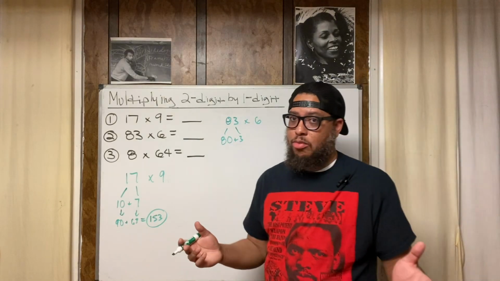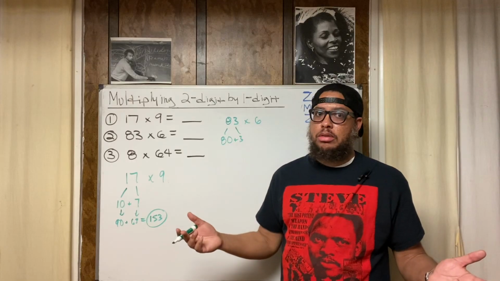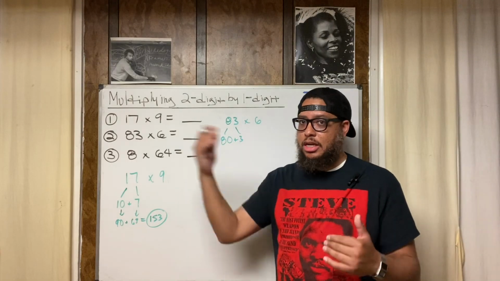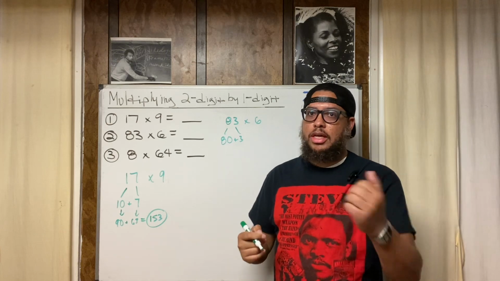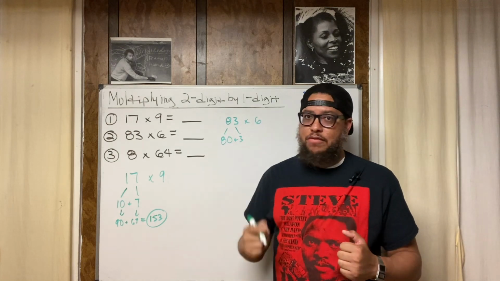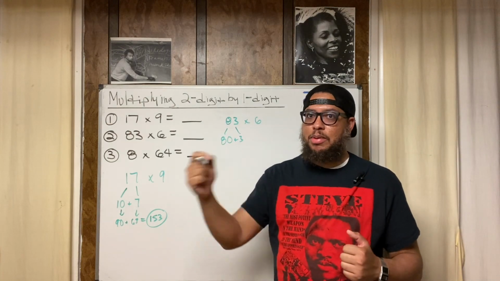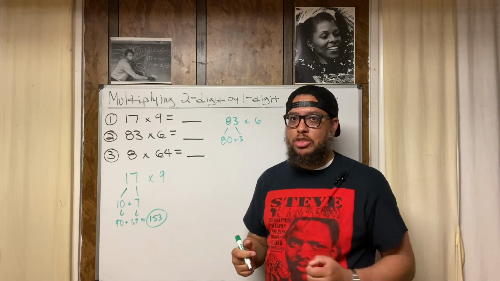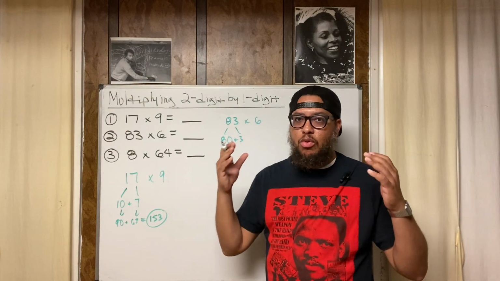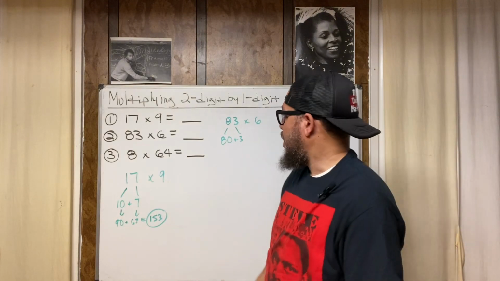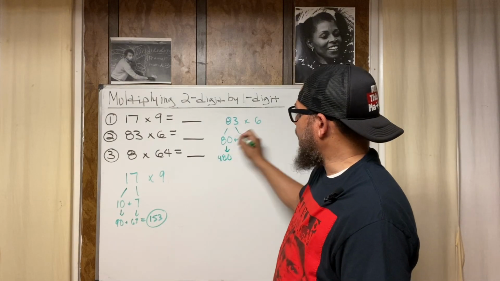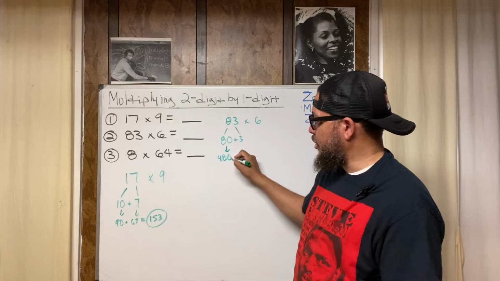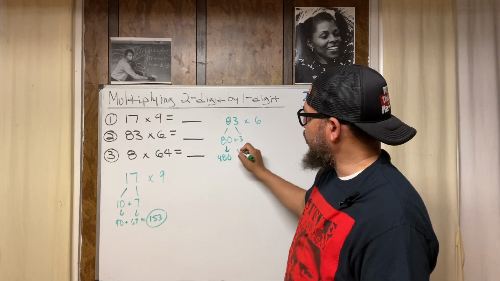Just like, how did you memorize words in the English language? By talking. By talking and listening to other people talk. You listen to people talk in the English language and you talk in the English language. Math is the same way. Listen to people multiply numbers, and you practice multiplying numbers, and you too will memorize multiplication facts. All right. So now 6 times 80 is 480, because 6 times 8 is 48. Attach the 0, you get 480. 6 times 3 is 18.